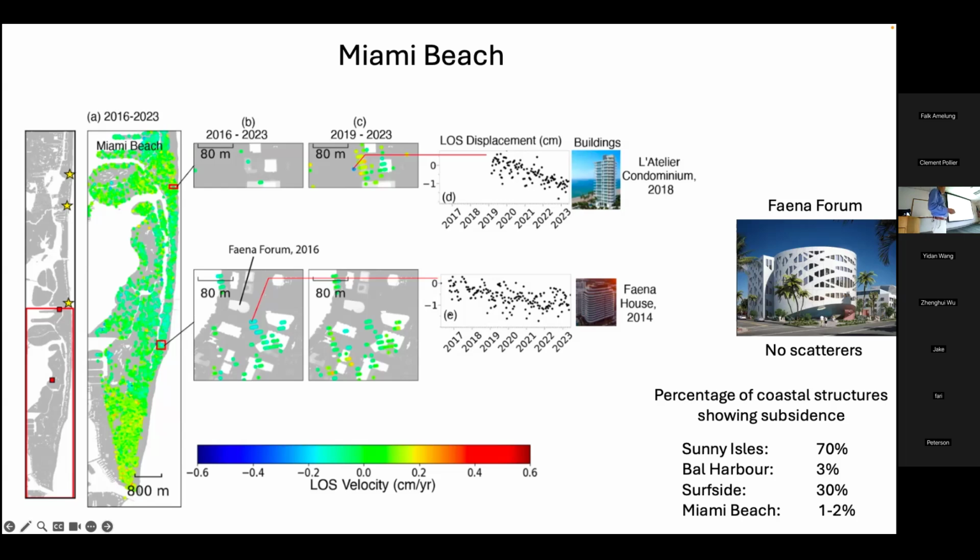The way it was built, there are no scatterers. In total, there is lots of subsidence. In Sunny Isles Beach, we have as much as 70% of the structures subsiding. A little bit further south, in the next municipality, Bal Harbour, there's hardly anything, 3%. In Surfside, again, quite a lot. And in Miami Beach, hardly anything.